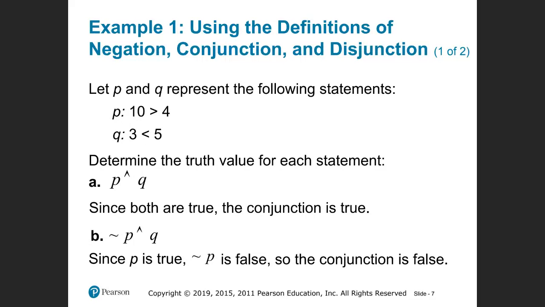Example 1, we're going to use the definitions of negation, conjunction, and disjunction. So we're letting P and Q represent these statements. P is 10 is greater than 4, and Q is 3 is less than 5. So we want to determine the truth value of each of these statements.